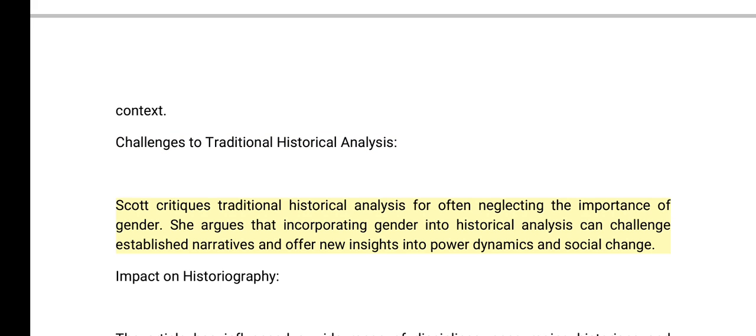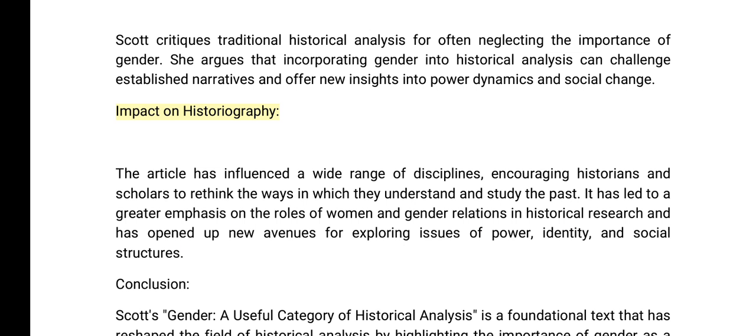Scott critiques traditional historical analysis for often neglecting the importance of gender. She argues that incorporating gender into historical analysis can challenge established narratives and offer new insights into power dynamics and social change. Impact on historiography. The article has influenced a wide range of disciplines, encouraging historians and scholars to rethink the ways in which they understand and study the past.